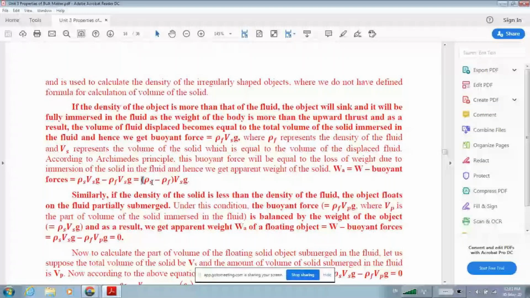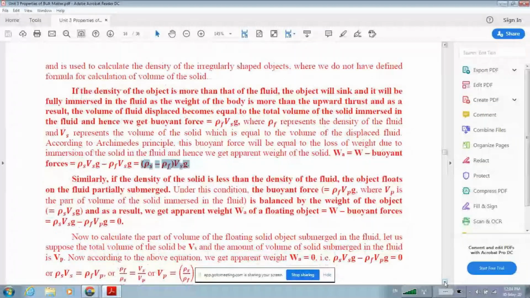Liquid or fluid. If we want buoyant force, we can say buoyant force equal to loss of weight. Buoyant force we can call the loss of weight, and that is also equal to the weight of the fluid raised. Weight of the fluid raised up.